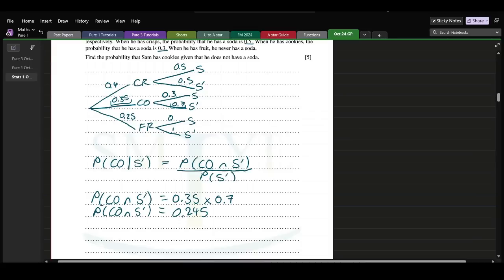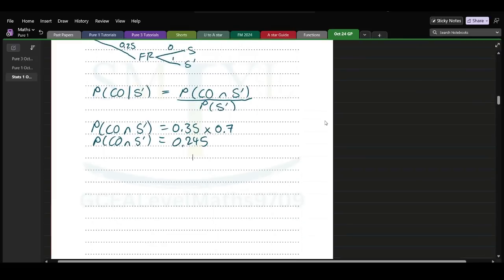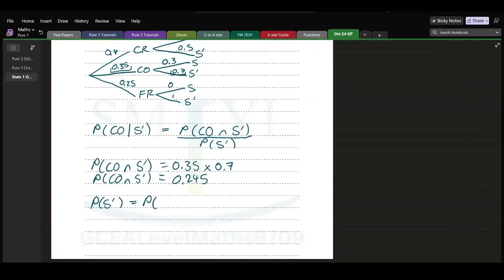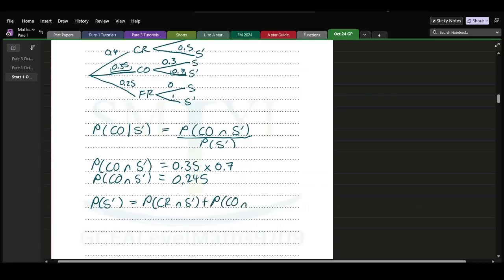0.245. And now let's evaluate the probability of not having a soda at all. So the probability of not having a soda would be the probability of, what's the first option? Crisps. The probability of having crisps and not having a soda, plus the probability of having cookies and not having a soda, plus the probability of having fruit and not having a soda.